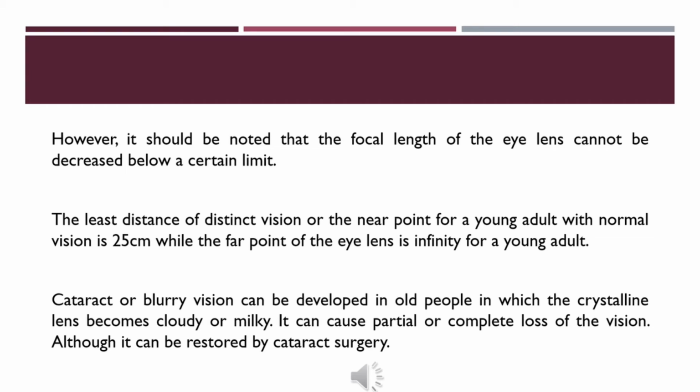Cataract or blurry vision can develop in old people, in which the crystalline lens becomes cloudy or milky. Obviously, with old age, there come certain problems due to which the development of cataract can occur. This is a defect of the vision. It can also cause partial or complete loss of vision, and although it can be restored by cataract surgery, a person can go to a doctor and ask for a cataract surgery. So this condition is completely modifiable.